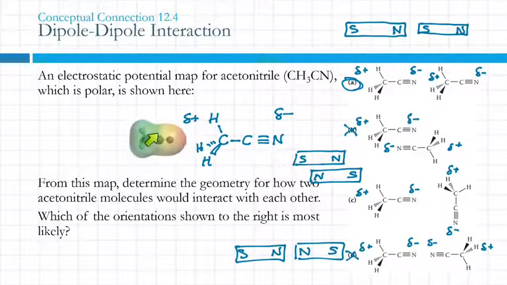Polar molecules act much like magnets, and they will line up relative to each other and they will be attracted to each other.